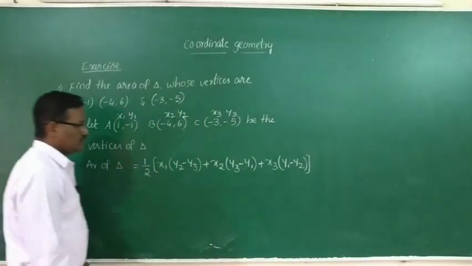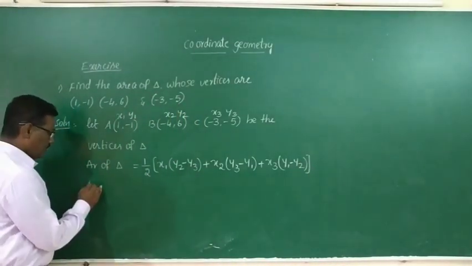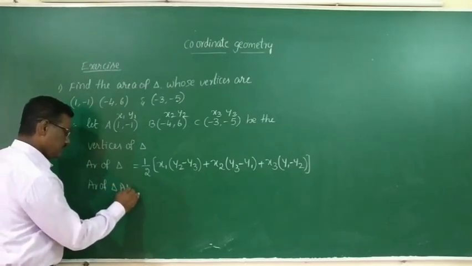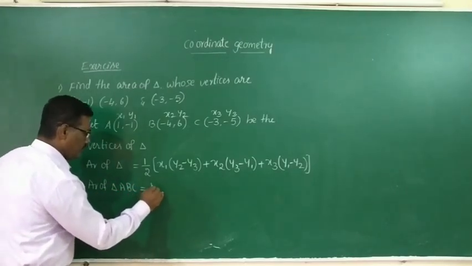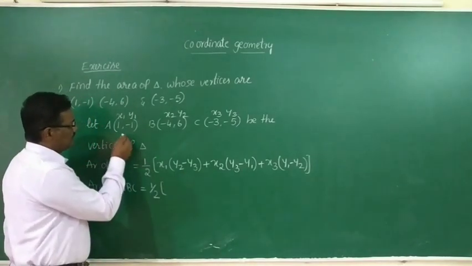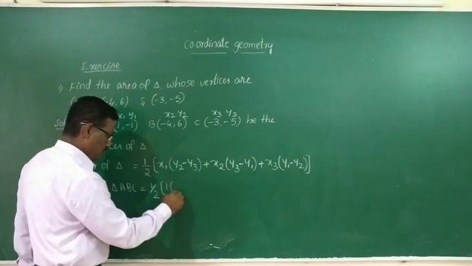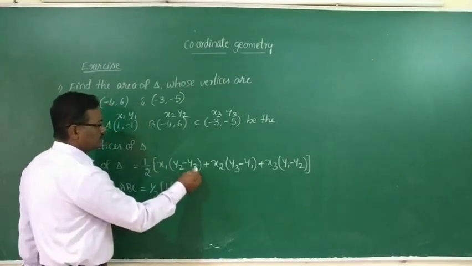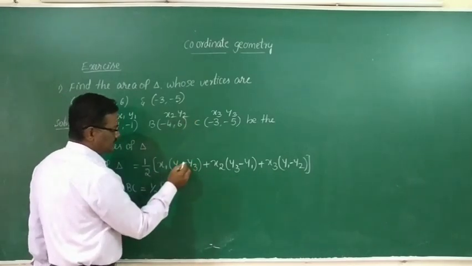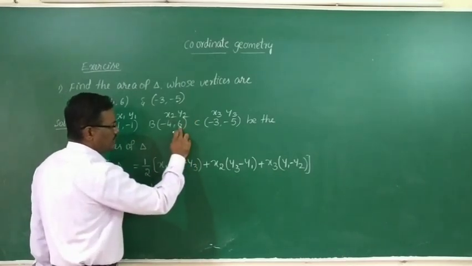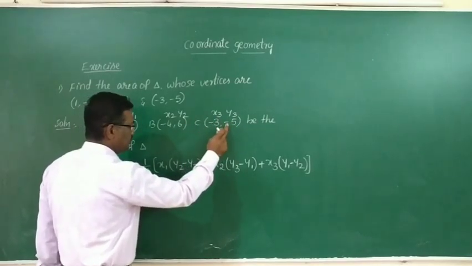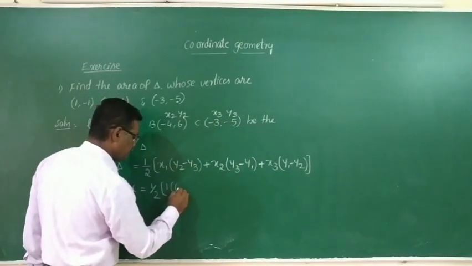This is the area of the triangle. Now, area of triangle ABC equals half into, we have these values. x1, that is 1, into y2 minus y3: y2 is 6, minus, in this formula there is minus, minus of minus 6 minus of minus 5, that is 6 plus 5.